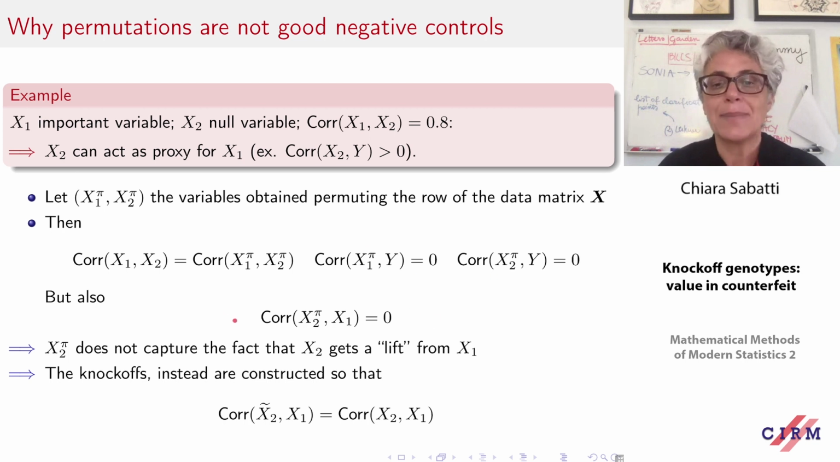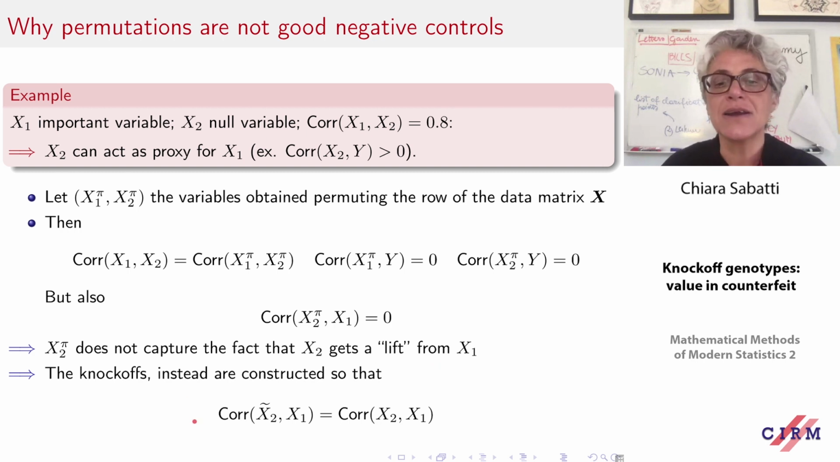But what is also happening is that the correlation of x2 permuted with x1 is 0. So this x2 permuted does not capture the fact that x2 gets a lift from x1. So if I'm going to compare the performance of x2 permuted as a predictor with x2, I'm going to see that x2 does a much better job, because x2 permuted has forgotten the correlation existing between x2 and x1 that translates into a correlation between x2 and y.